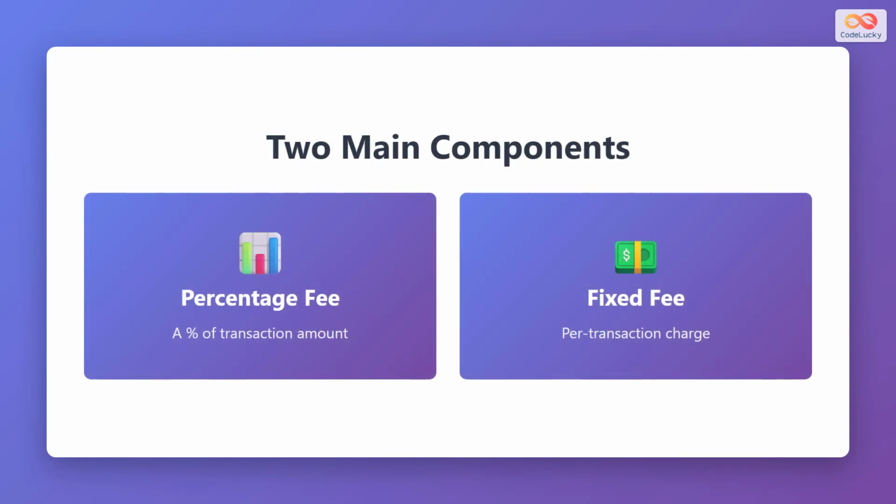Merchant fees consist of two main components. The first is a percentage fee, which is calculated as a percentage of the total transaction amount. The second is a fixed fee, which is a flat per transaction charge that remains the same regardless of how much the customer spends. Most payment processors charge both components together for each transaction.